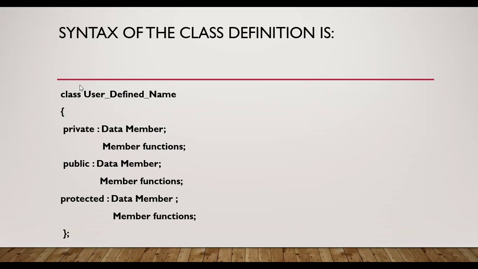Most of our practical programs are based on this class definition, and the syntax for the class definition is: class. Class is a keyword, followed by a user defined name. User defined name is the name that has been defined by the user, and you have to open a flower bracket, and inside the bracket you have three access specifiers, that is private, public and protected. A class consists of data members and member functions. Each class will have a unique name, and you have to close this class with a flower bracket and end with a semicolon.